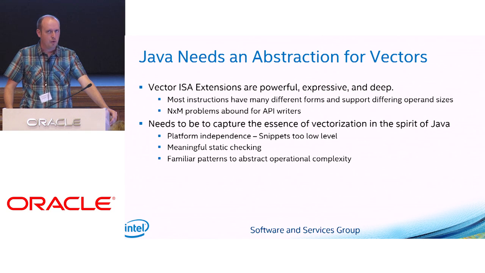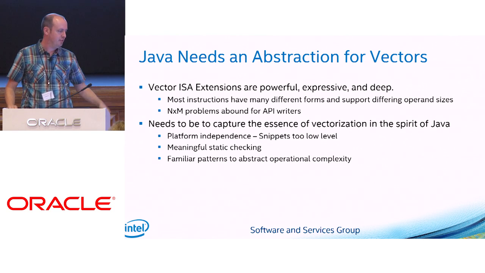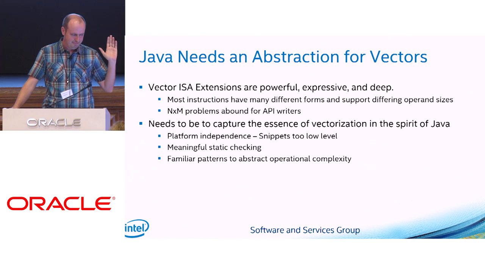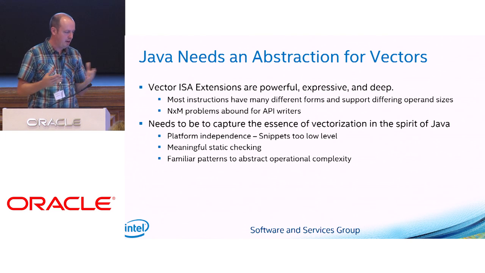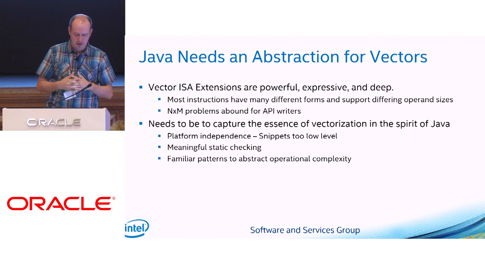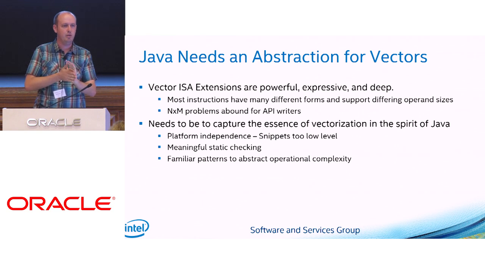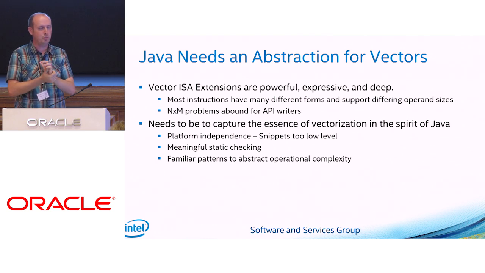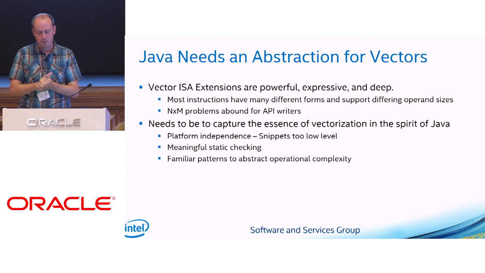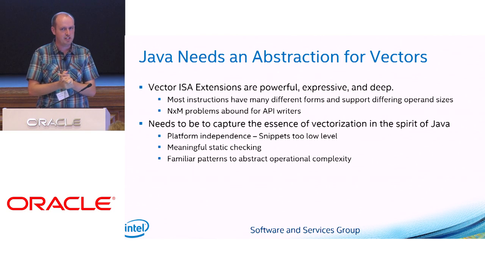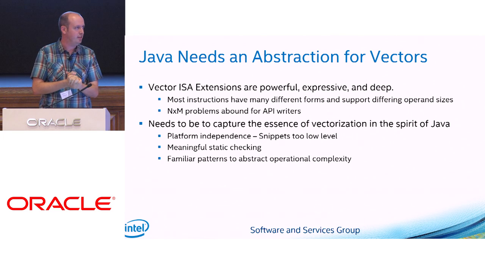But we need it anyway if we want to have a platform-independent abstraction for vectorization. So it needs to capture all this in the spirit of Java itself. So platform independence, once again, I keep saying this. Along with meaningful static checking, we can live in the land of method handles all day, but we have a type system, so we might as well use it statically where we can, where it makes sense. And where it doesn't make sense, we can always defer to runtime, but the more static checking, the better, as long as it doesn't come as a significant cognitive load to users.